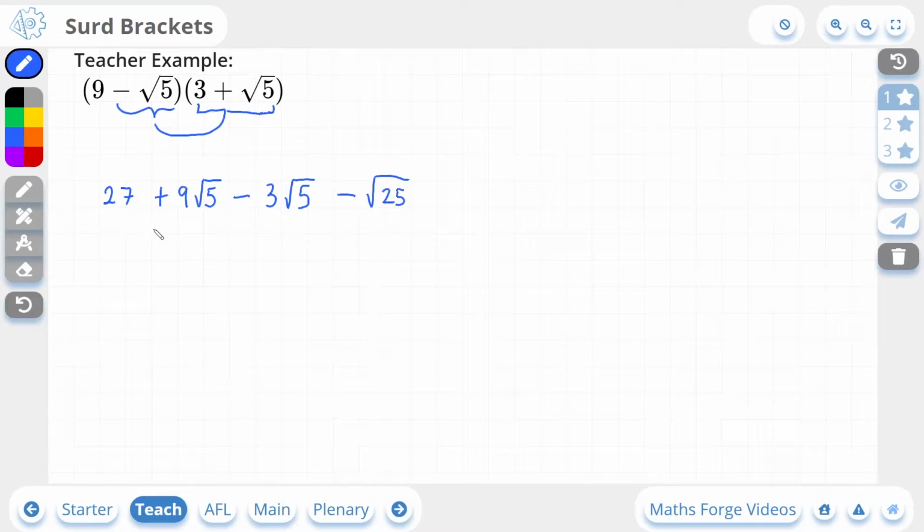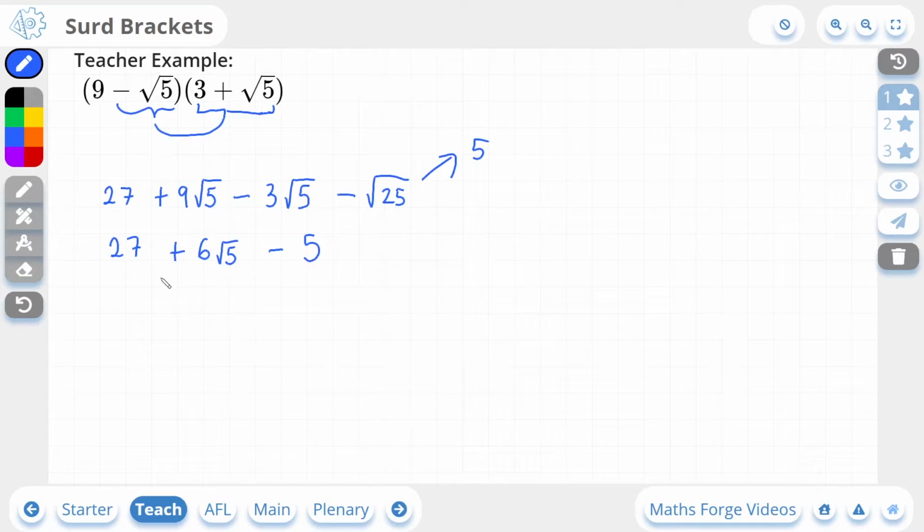And now we simplify. So we have 27, and then we have positive 9 root 5 minus 3 root 5. So again, if you remember from the lesson on surds, subtracting and adding surds is the same as collecting like terms. So 9 minus 3 is going to give us positive 6. And then we have root 5. And then we have minus root 25. But root 25 simplifies to give us 5. The square root of 25 is indeed 5. So we have minus 5.